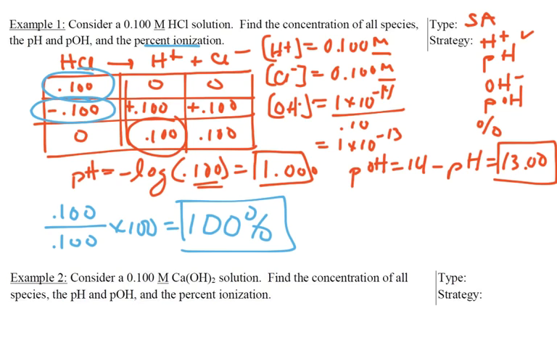So we have gone through, we figured out our H plus, just because it's the same as the HCl. We calculated the pH, we calculated the pOH, we calculated the OH minus. Once we know any of those, we can find the others. And we figured out our percent ionization.